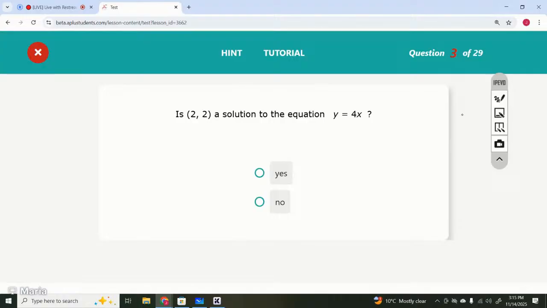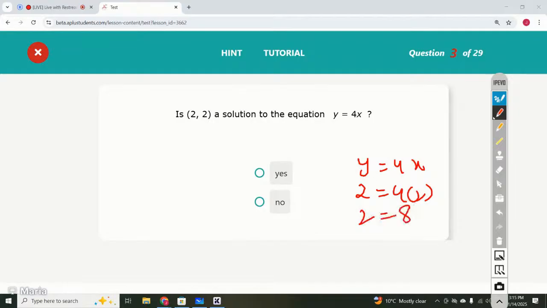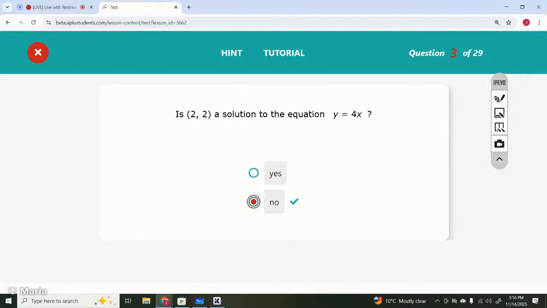Is 2 a solution to the equation y equals 4x? Y is 2, so 2 equals 8? 2 is not equal to 8, so the correct option is no. Option number 2 is the correct option, that is no.